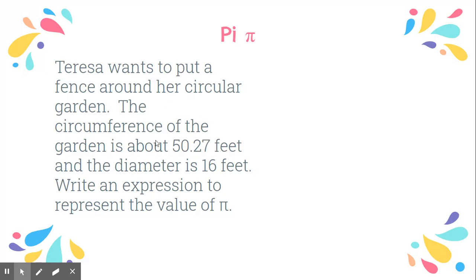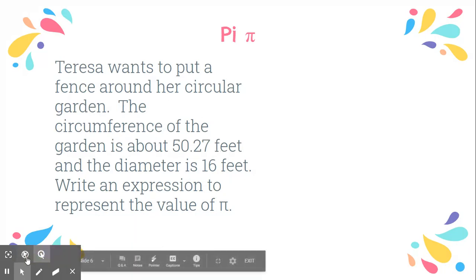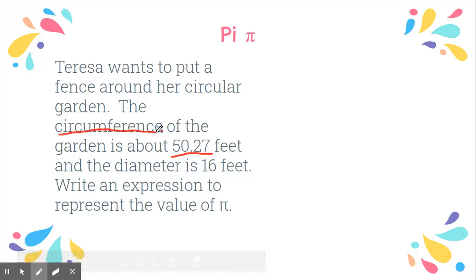So like here, Teresa wants to put a fence around her circular garden. The circumference of the garden is about 50.27, so that was circumference, okay? And the diameter, let me use a different color. The diameter is 16 feet. Okay, so like I told you, pi is always going to equal our circumference over our diameter.